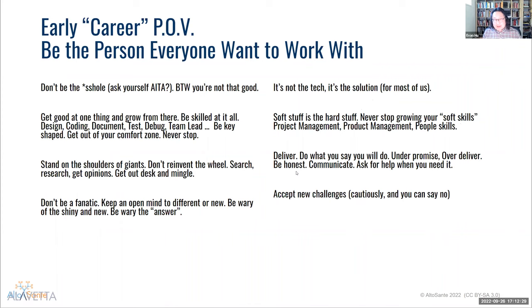The other last two things are really simple. You've got to deliver. So you've got to do what you told people you're going to get done, right? And that's a whole other subject of how we can get there. But I'm going to give you some simple things. Basically, under promise, over deliver, be honest, communicate. And you know what? If you can't get it done, you've got to tell them.